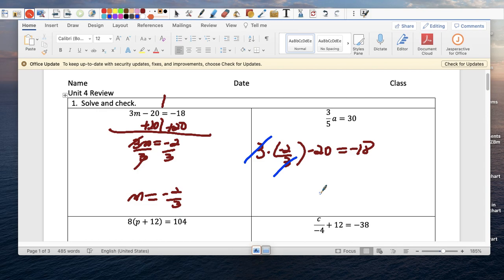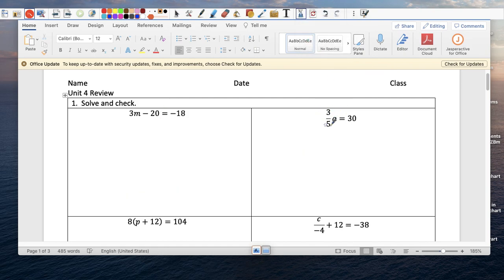Hang on a second. Oh, this should be positive 2. Apologies. This will be positive 2. So that's a positive 2, and positive 2 minus 20 is negative 18, which equals negative 18 on the other side.